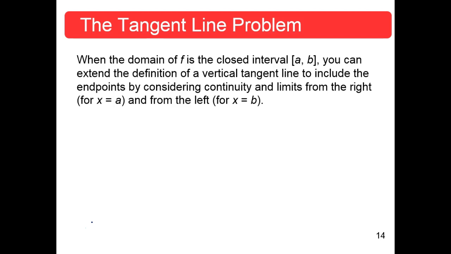Okay. So when the domain of f is the closed interval a to b, counting a, counting b, somewhere in there, you can extend the definition of a vertical tangent line to include the endpoints by considering continuity and the limits from the right for x equal a and from the left when x is equal to b. Okay? To me, that sentence by itself is kind of nebulous. They just sort of pulled it out of the air here. But it's true. What it's saying is true, but it just sort of seems like, where did that come from? Okay.